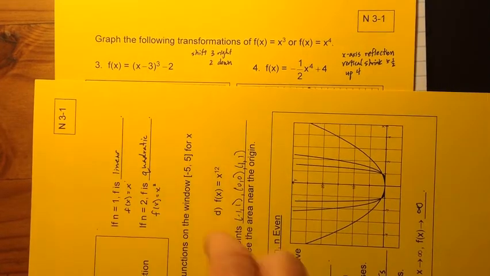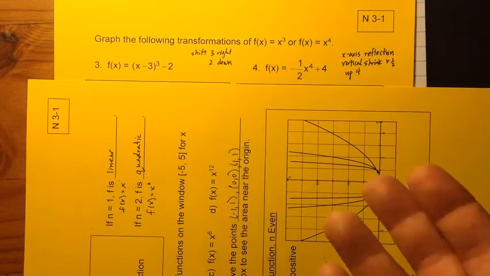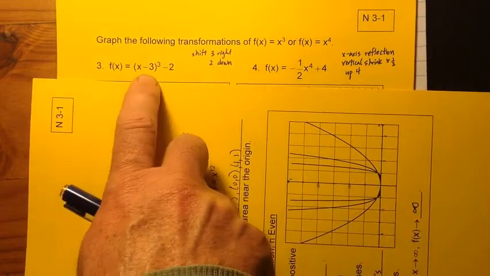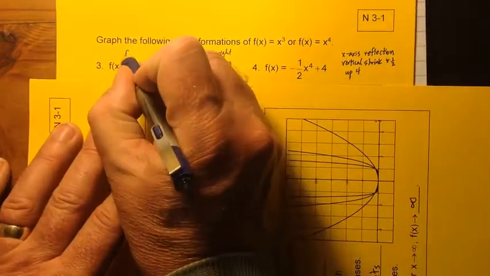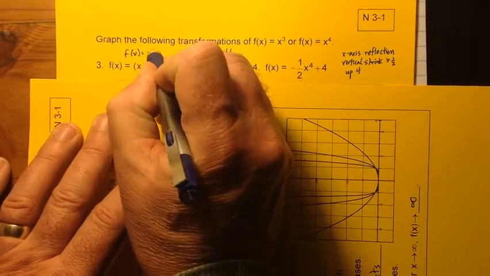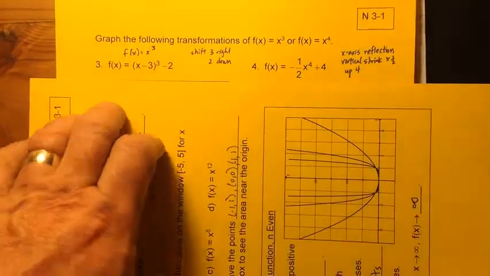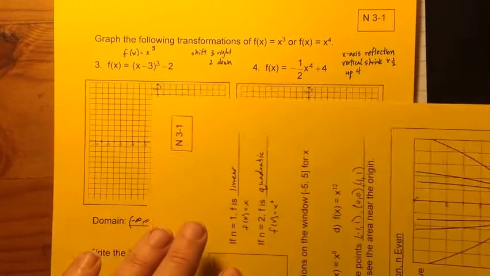So let's start with our 0, 0, because the graph we know of, the basic function here, is f of x equals x cubed. So we're going to start with 0, 0, and we're going to move it 3 to the right and 2 down.